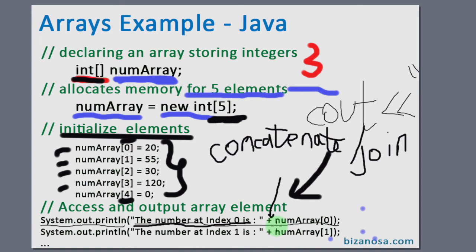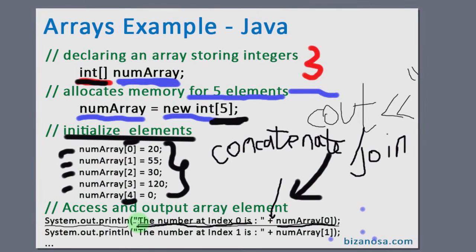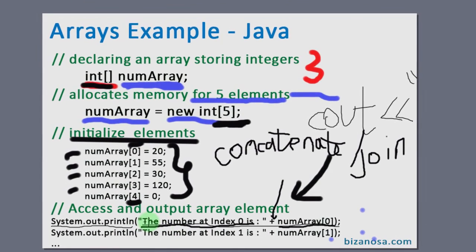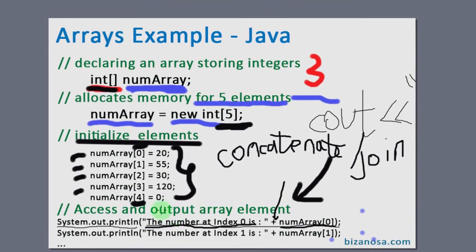So this is how you access an array element, and this will display the array element. For example, for num array at index 0, it will give us the value 20, and then num array at index 1 will give us 55, all the way up to 4. If you want to access the fifth element, you will use num array index of 4, and that will give us 0. So let me take this to the IDE so that we can see exactly what pans out.